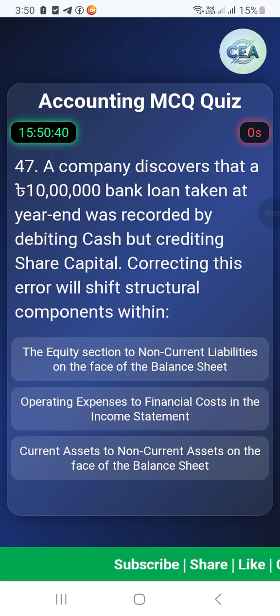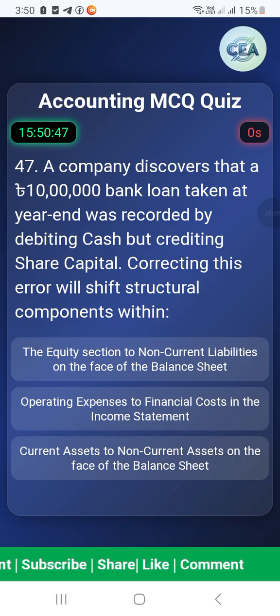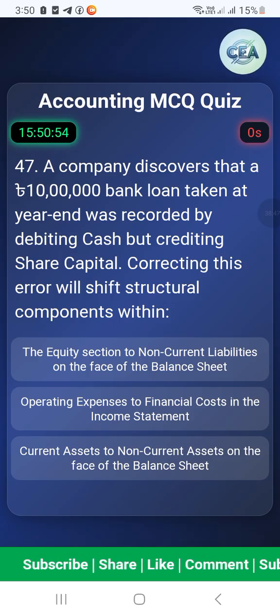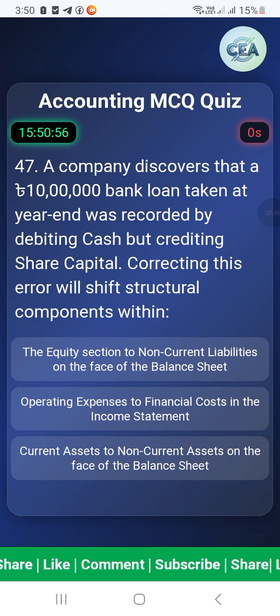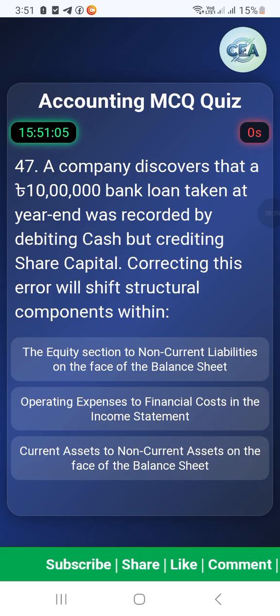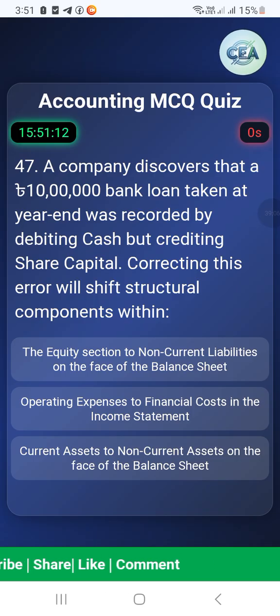47. A company discovers that a 1 million takas bank loan taken at year-end was recorded by debiting cash but crediting share capital. Correcting this error will shift structural components within: Option 1. The equity section to non-current liabilities on the face of the balance sheet. Option 2. Operating expenses to financial costs in the income statement. Option 3. Current assets to non-current assets on the face of the balance sheet.